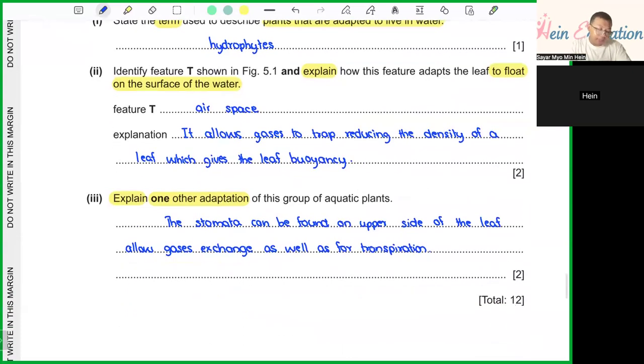And we need to explain another adaptation of this group of aquatic plants. So besides having a lot of air spaces, we also learn that they have a thin cuticle, right? They also have a lot of stomata, which can be found on the upper side of the leaf to allow gas exchange, since the lower part of the leaf is in touch with the water, which is very insufficient for gas exchange as well as for transpiration, right? Even the thin cuticle is also part of the process for transpiration.